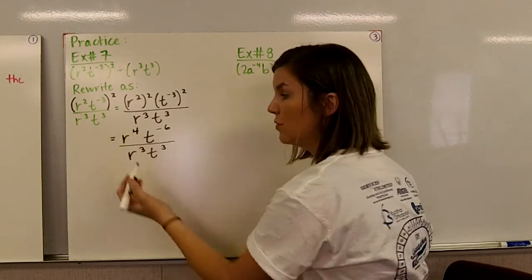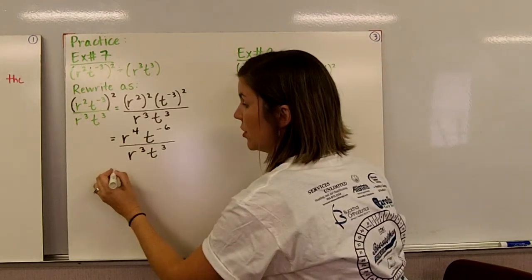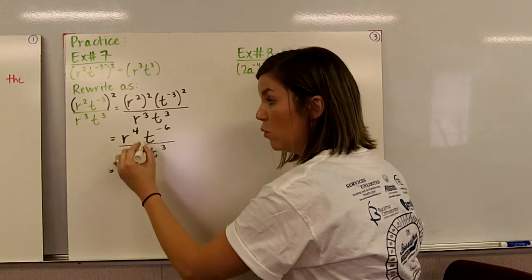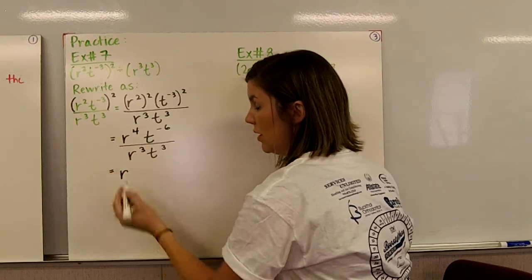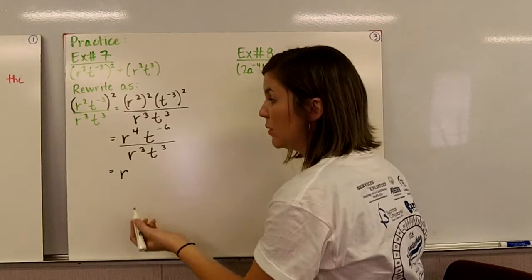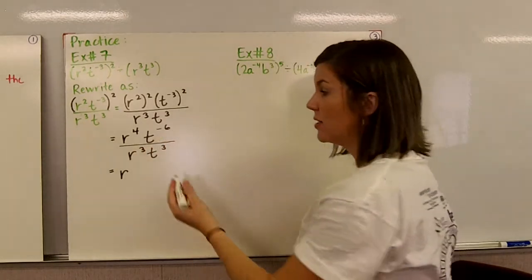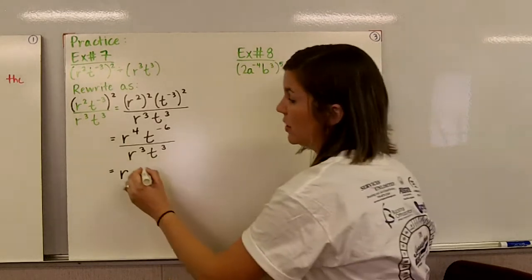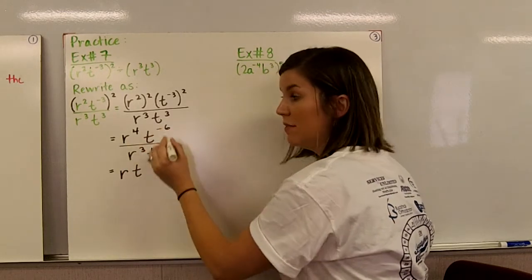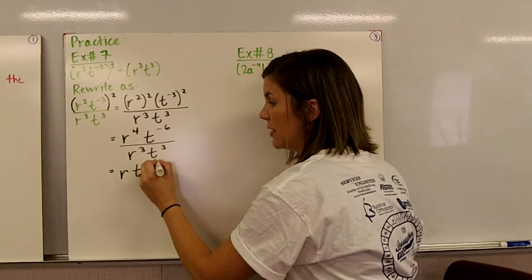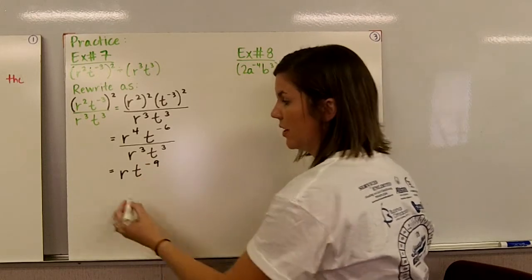Now I have R to the 4th divided by R to the 3rd. So 4 minus 3 is 1. And it's a positive 1, so the R is going to be in the top. T to the negative 6 divided by T to the negative 3. So this is negative 6 minus 3 more is negative 9. So T to the negative 9.